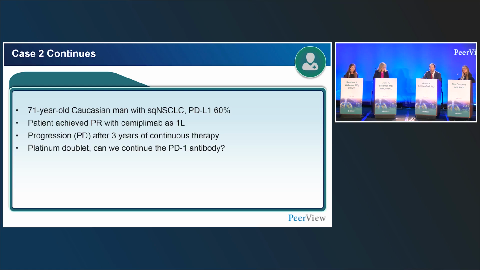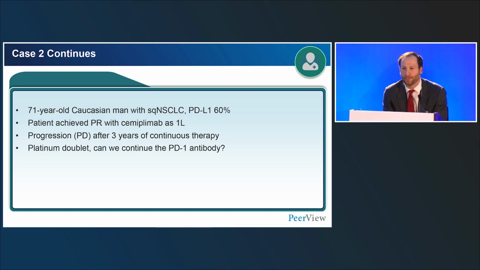All right, so now we fast forward 3 years. The patient was treated with cemiplimab and had a partial response as first-line therapy, was doing great, and stayed on the therapy for 3 years, but unfortunately he had a progression of disease after 3 years of continuous therapy. And so we're going to start platinum doublet chemotherapy, but can we continue the PD-1 antibody?